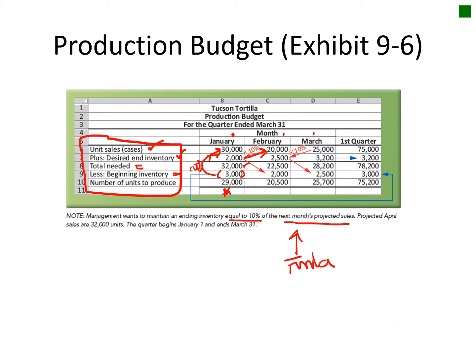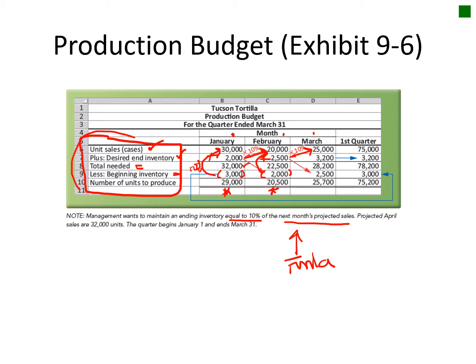Same thing in February. If you wanted to get the ending inventory for February, you'd take 10% of March's, which is 25,000 times 10%, so that's where they get the 2,500. You add that to 20,000, you get 22,500. Notice the beginning inventory is the 10% of February's, which is 20,000 times 10%. There's your 2,000. You would subtract that, and then you get 20,500 as your projected units to produce for the month of February. So again, think of the production budget.